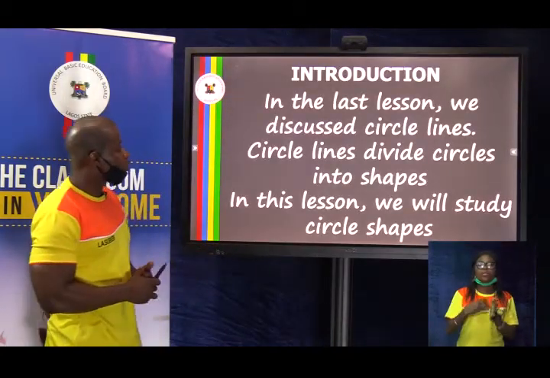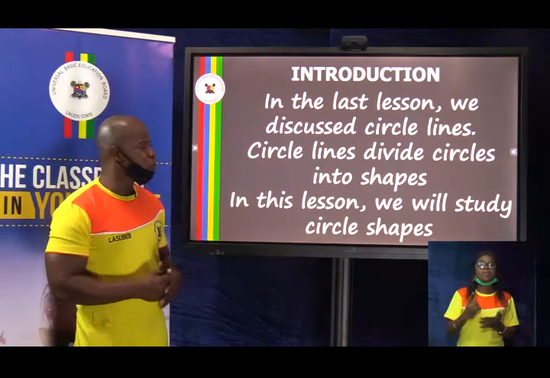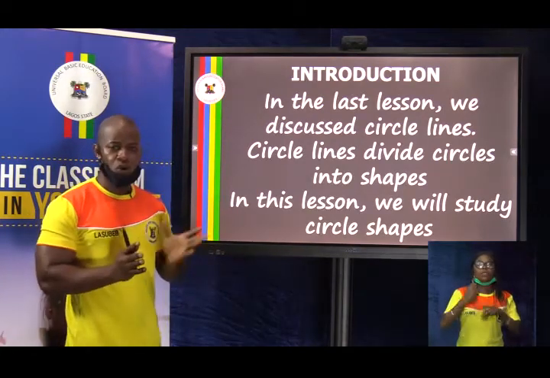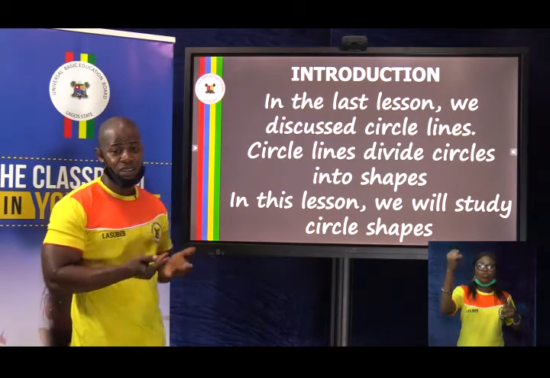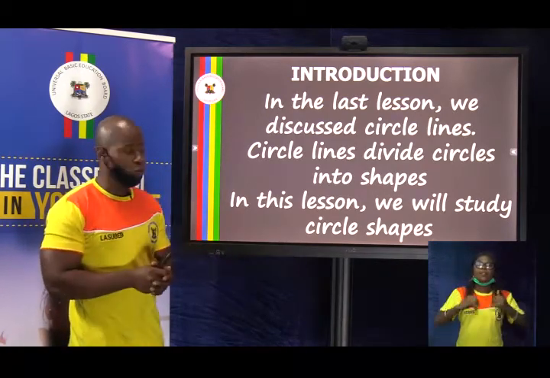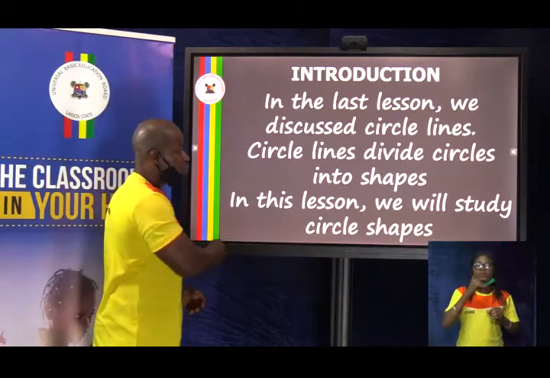In our last lesson, we discussed circle lines. Circle lines usually divide a circle into small chunks. You know, drawing a line on a circle is like putting a knife on it. You are bound to divide it into two. So in this lesson, we'll study circle shapes like I have said.